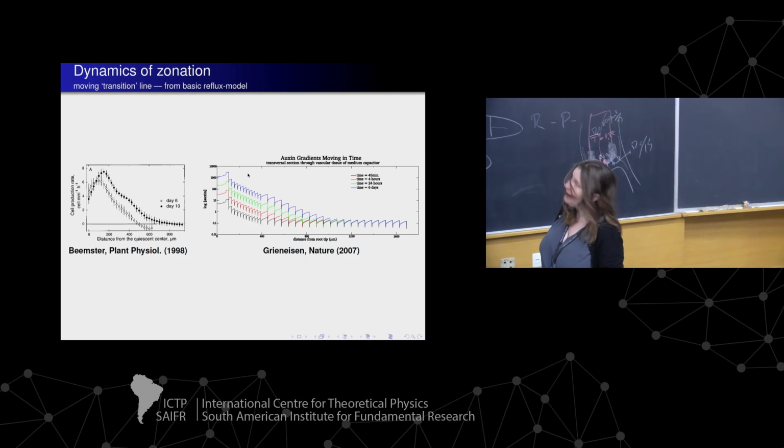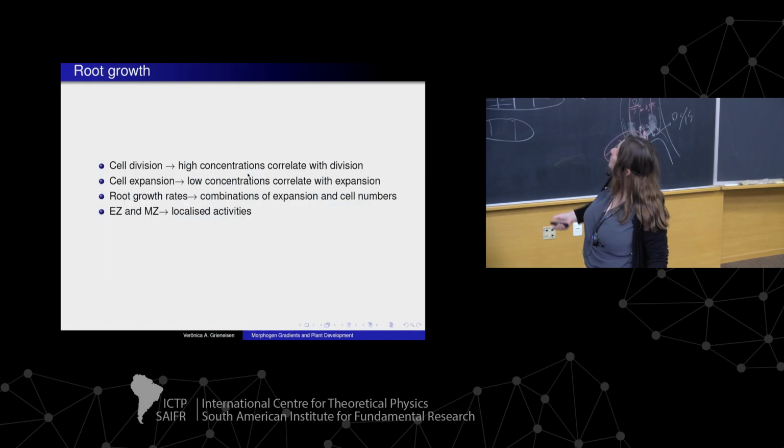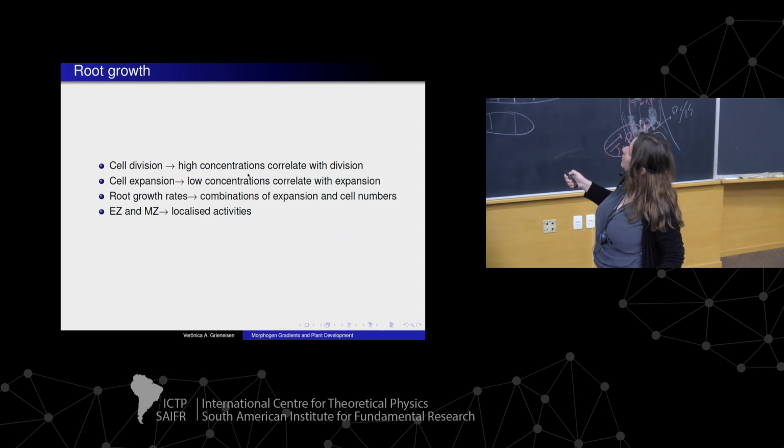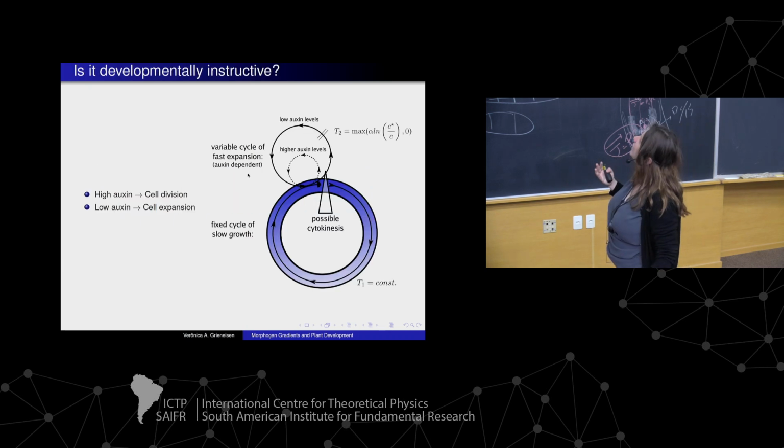And I will finish soon. Just to tell you that we then put it in a spatially moving model, where we say that cell division will be correlated with high concentrations of oxygen. So if you have high concentration, you have a bigger probability to divide. Cell expansion will happen more quickly the lower your concentration. And we won't have any threshold per se. Every cell will go through a certain cytokinesis, a certain cycle of fixed growth, and then it can linger in fast expansion cycles the lower the oxygen levels are.